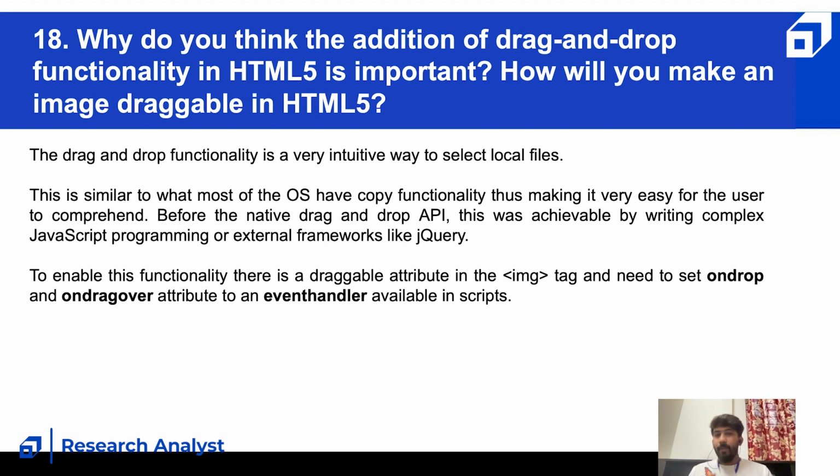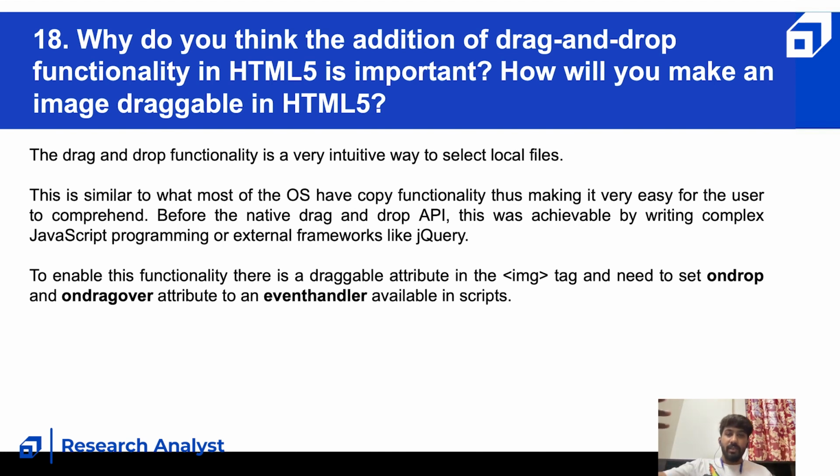Before HTML5, they had to write complex code which basically made this possible. But right now, there are already attributes available. You can just use those attributes to make an image or some files draggable. For example, within the image tag itself, there are different attributes available. You have to set on drop. You have to set on drag over. Basically these are actions. On drop, what do you want to happen? On drag over, you're dragging that particular local file, so while you're dragging it, what should be happening? And an attribute to the event handler in the available script.